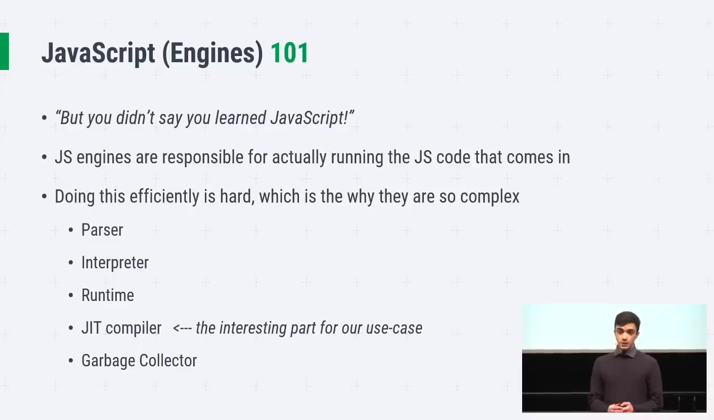Now, this JIT compiler is also responsible for doing optimizations for the code. It makes a lot of assumptions about the code and doesn't want those assumptions to be broken. So we'll see just how that works later, and about JIT compiler vulnerabilities.